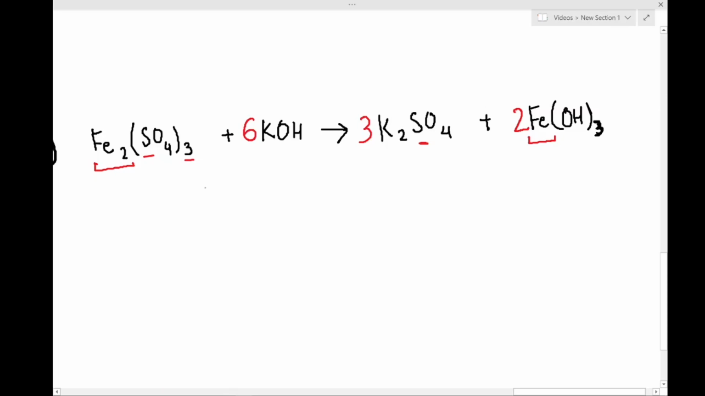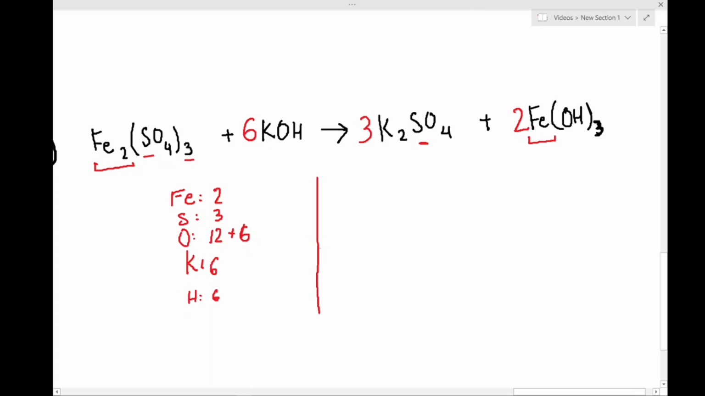Now let's do a check to see if everything is balanced. Fe, S, O, K, oops, that doesn't look much like a K. K and H on the left-hand side. Let's just see, we have 2 irons, we have 3 sulfurs, we have 4 times 3, which is 12 oxygens plus the 6. We have 6 potassiums and we have 6 hydrogens.